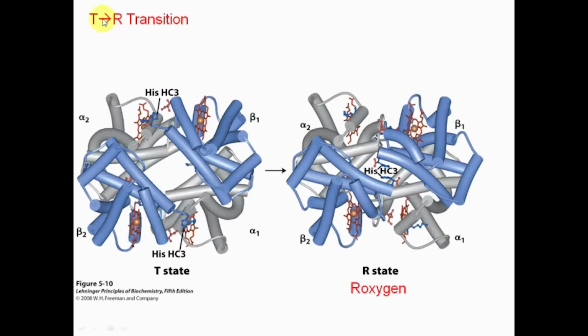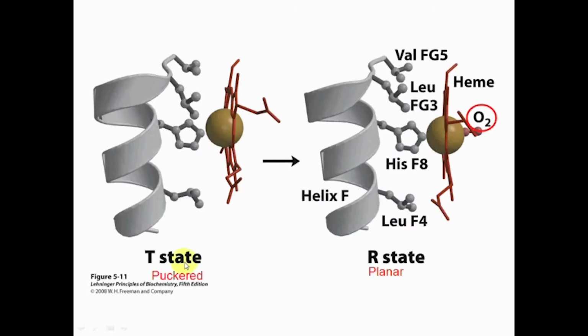Okay, so here's another picture showing the TR transition. So here's the T-state, and we would have some ionic bonding, some salt bridges going on, but then oxygen would bind and cause the R-state conformation. And remember, the mnemonic for that is roxygen. Here's a picture showing the puckered and the planar state. So the T-state is puckered. And then the R-state, you can see, is a little bit more planar, and you've got the oxygen bound there.